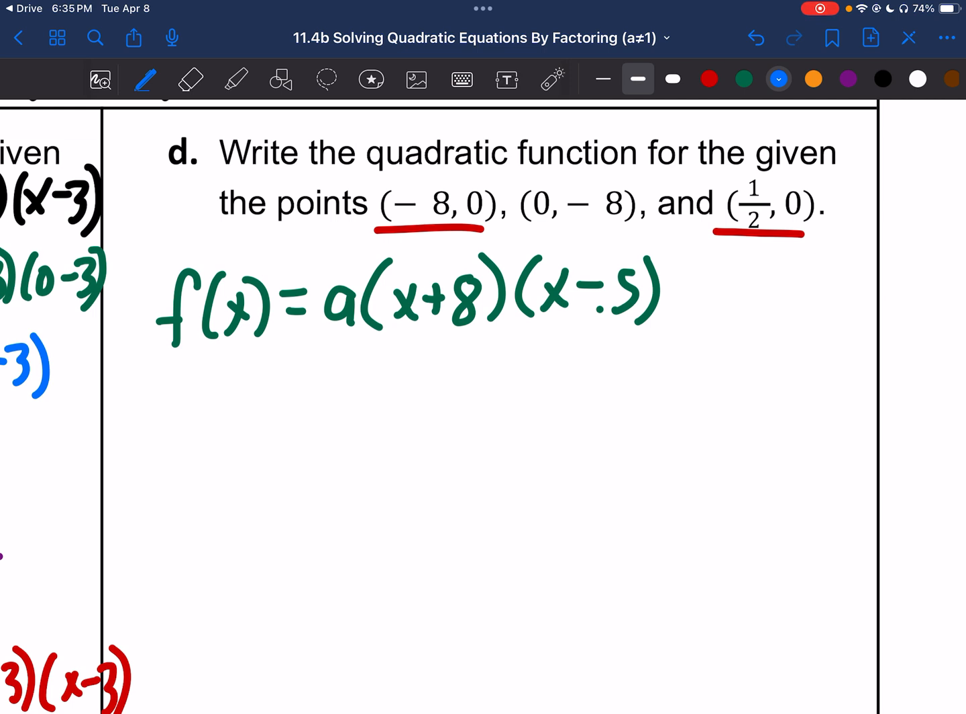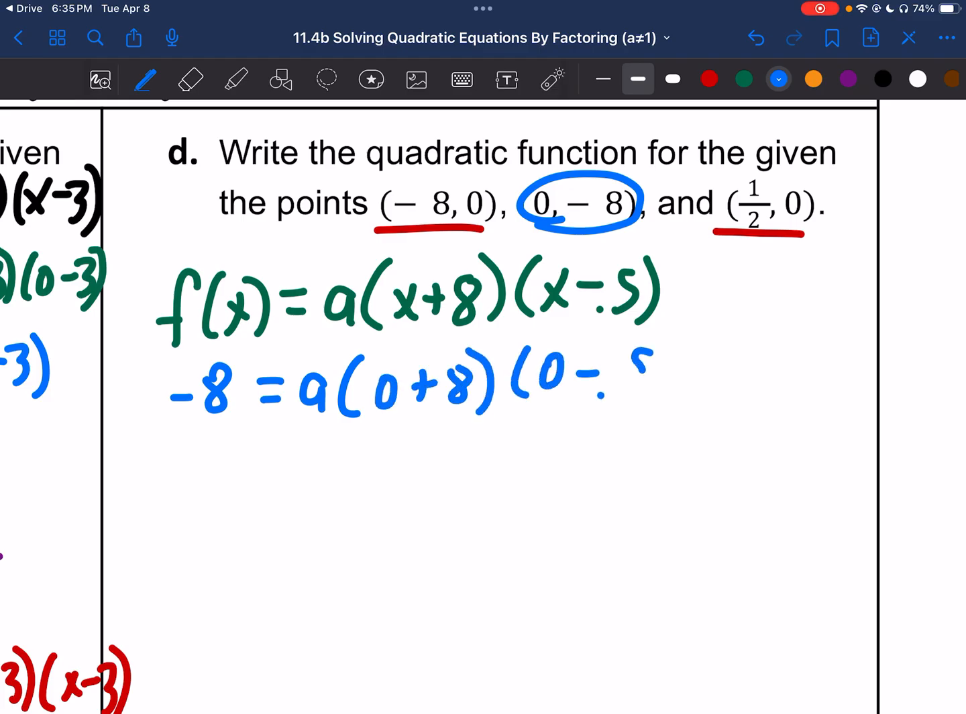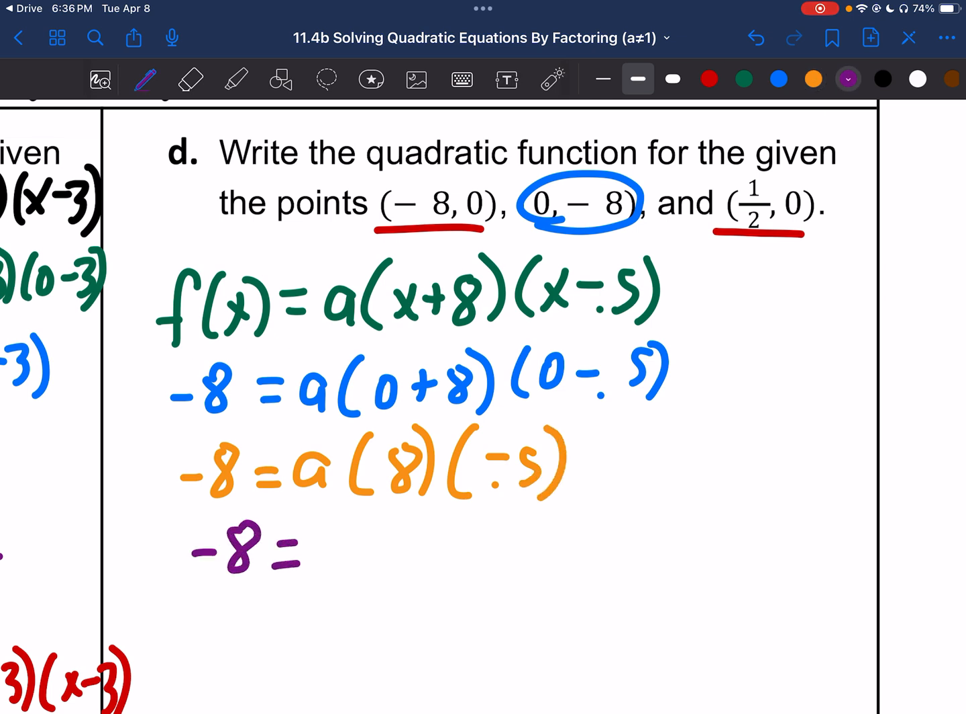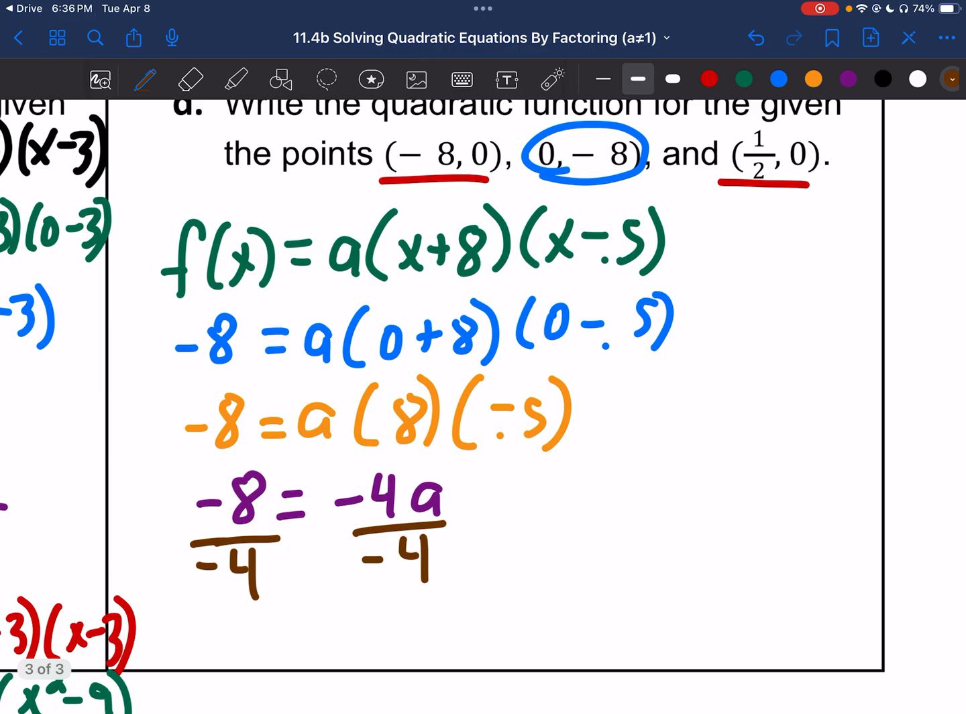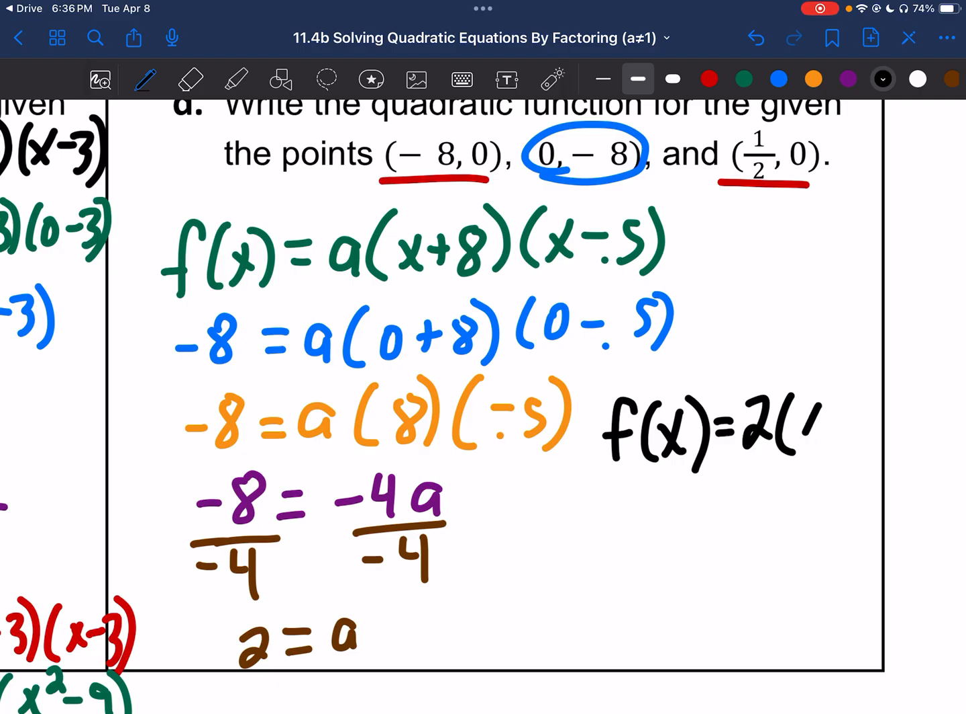So now we're going to substitute in 0, -8 as our y-intercept. So we substitute in -8 is equal to a times 0 plus 8 times 0 minus 0.5. And I get -8 is equal to a times 0 plus 8 is 8. 0 minus 0.5 is -0.5. When I multiply, -8 is equal to 8 times -0.5 is -4a. And then we divide both sides by -4. And we get that 2 is equal to a. So now we have f of x equals 2 times x plus 8 times x minus 0.5.